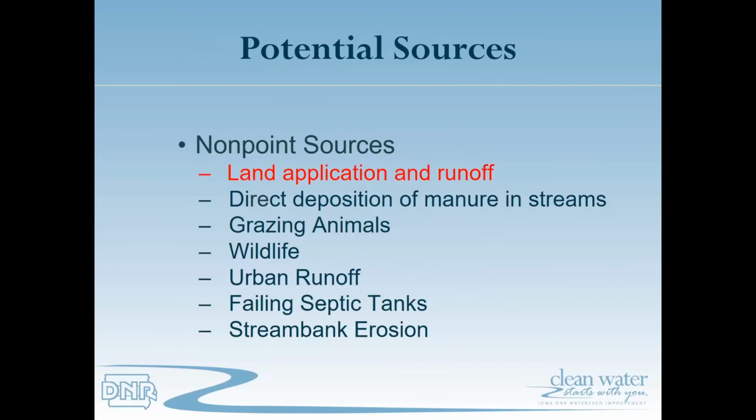If we look at non-point sources, they're pretty much anything else that isn't a point source. Those can be several different things: land application of fertilizer and runoff from row crops, grazing animals, wildlife, urban runoff, failing septic tanks on farmsteads, or stream bank erosion closer to the lake itself. And we'll see that land application of fertilizer and runoff in the document is one of the major contributors of non-point source pollution to the lake.